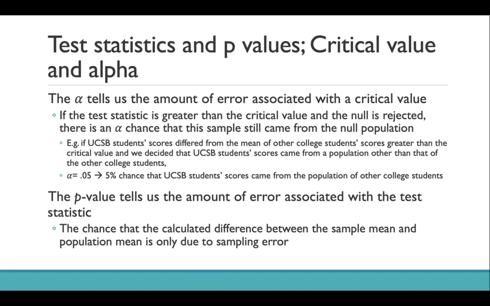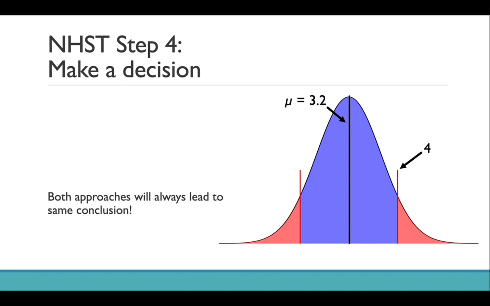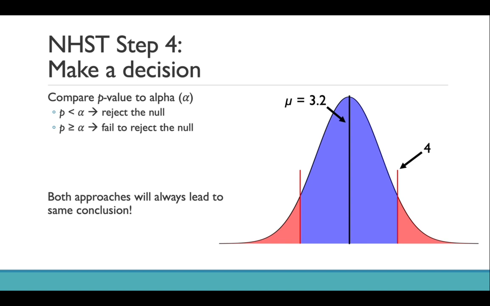We'll cover how to calculate test statistics in the next lecture, and in basically every lecture thereafter. For now, let's talk about how we make a decision. There are two approaches we can take here. One is to compare the p-value that we calculate to our alpha. If p is less than alpha, we reject the null hypothesis, and if p is equal to or greater than alpha, we fail to reject the null.